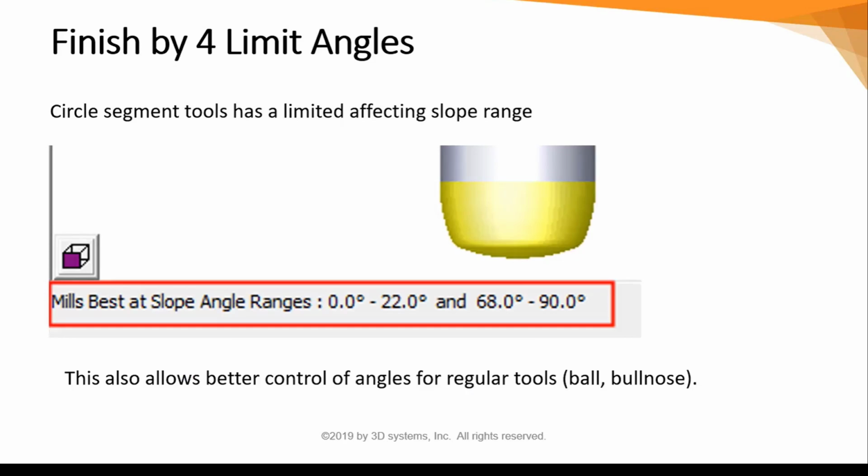As we know, the circle segments tools has a limited affecting slope range. For example, this cutter has a useful range of 0 to 22 degrees in horizontal areas and a range of 68 to 90 degrees of vertical areas. Now we can have better control according to the cutter requirements. This also allows better control of angles of regular tools, for example, ball or bull nose.